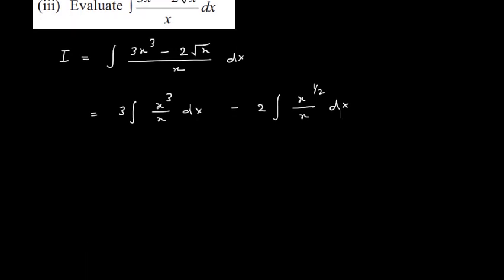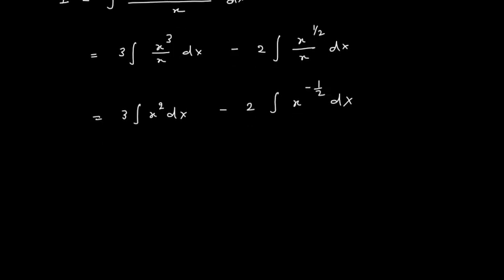Okay. So this is equal to 3 times the integration of, x will cancel, so it is x square dx, minus 2, here it is x power half minus 1, so it will become x power minus half into dx. Okay. So this is 3 into integration of x square, which is x cube divided by 3, minus 2 into integration of x power minus half, which is x power minus half plus 1, is plus half, divided by half, plus c.